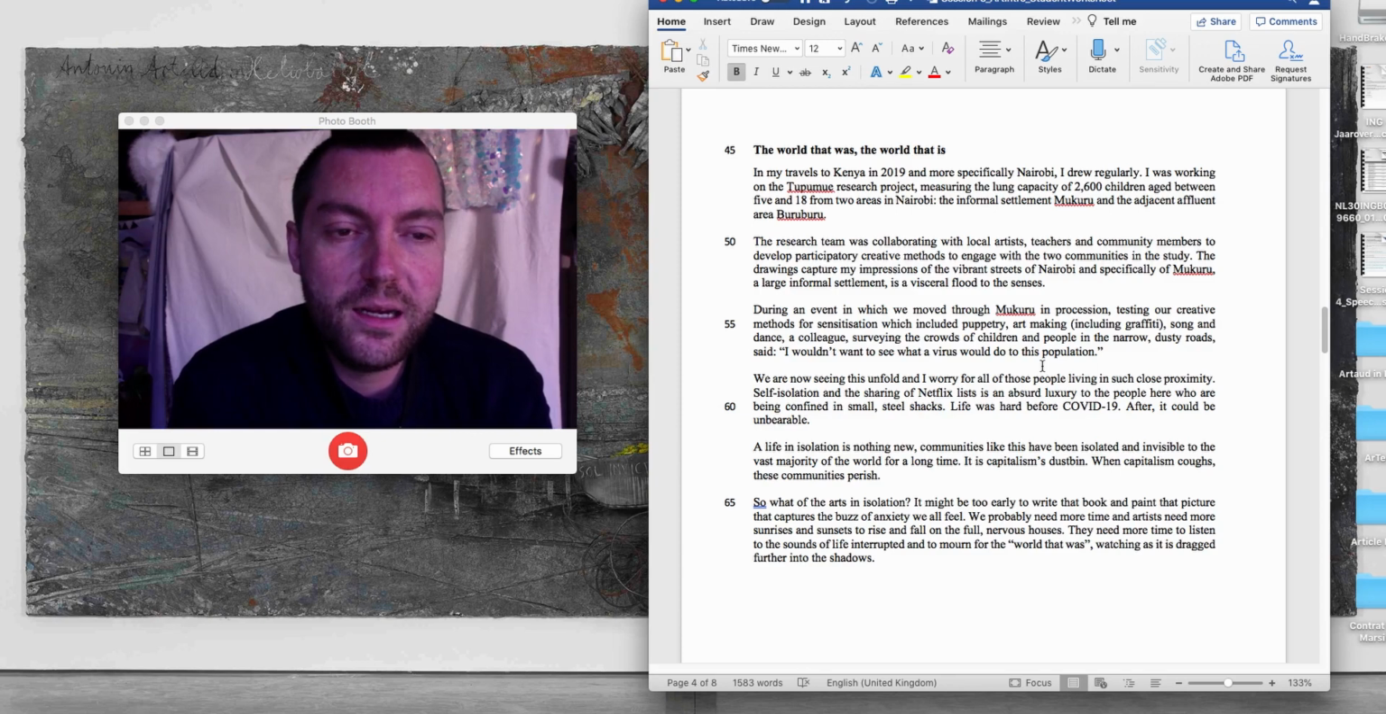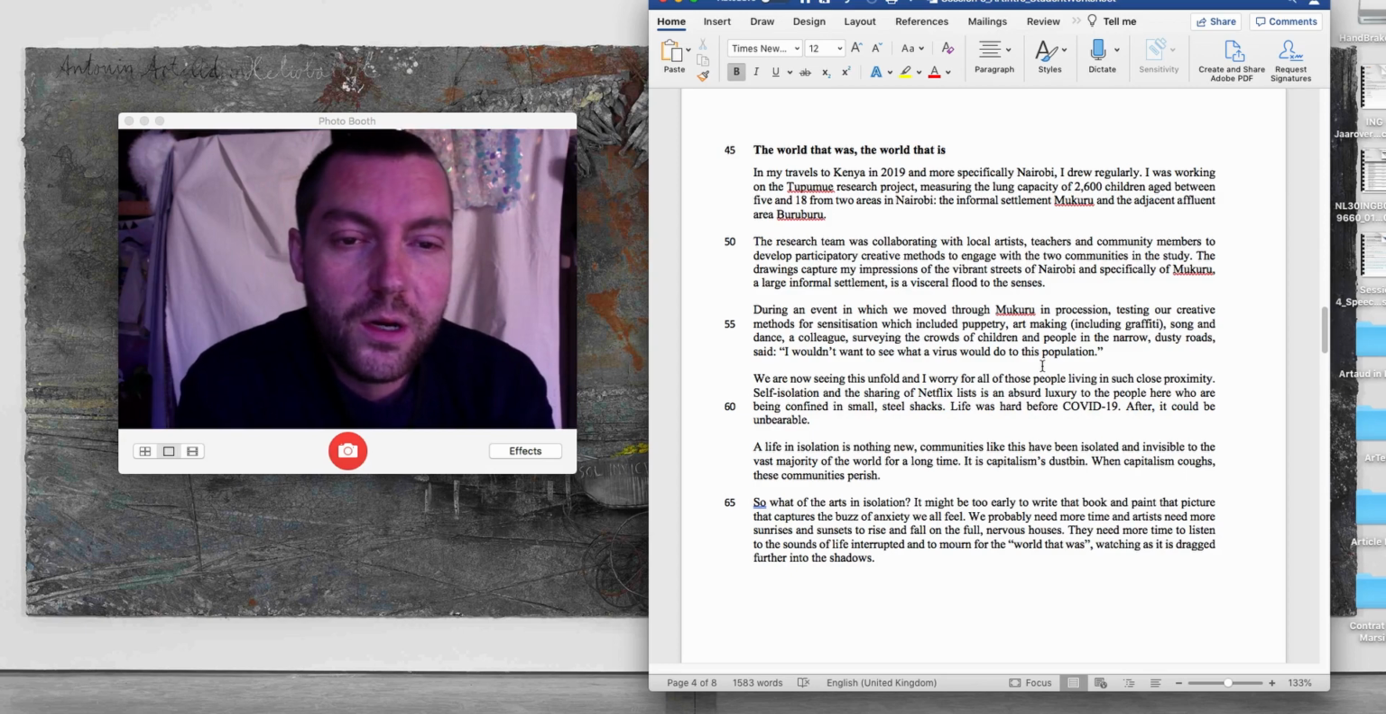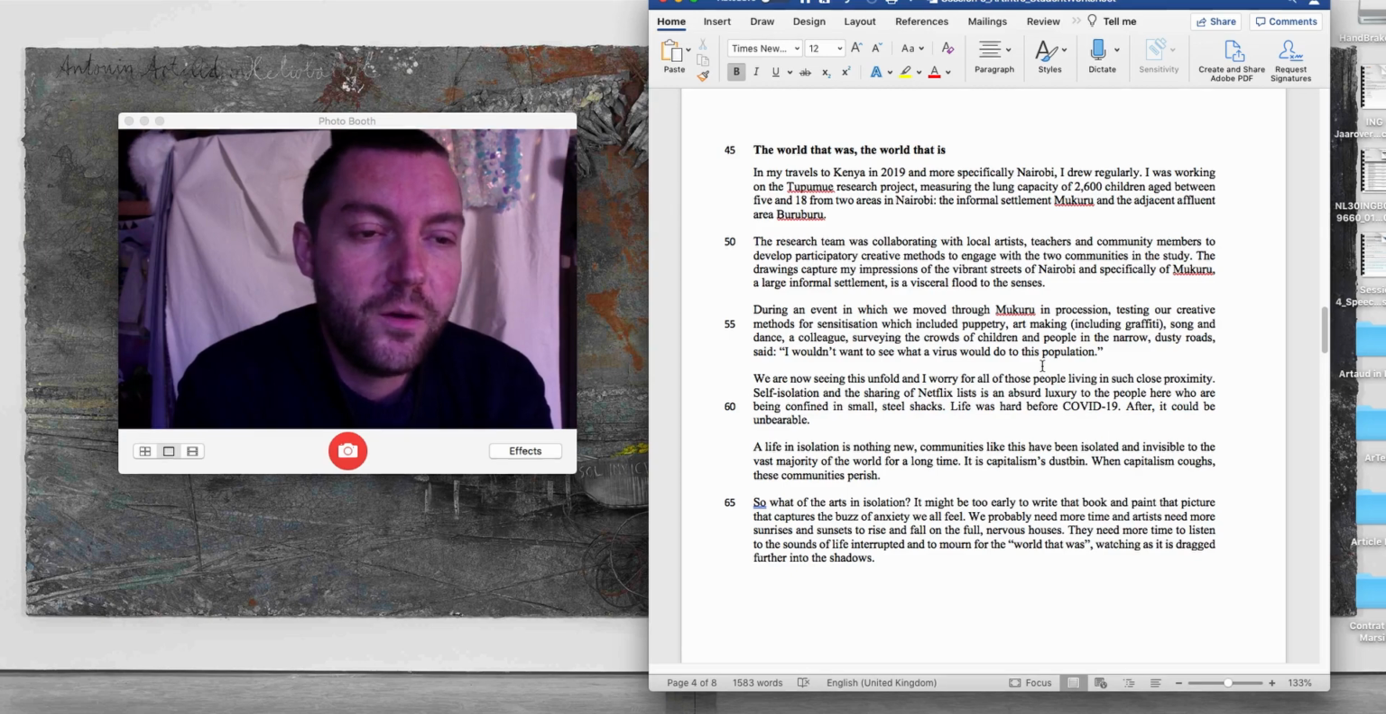In my travels to Kenya in 2019, and more specifically Nairobi, I drew regularly. I was working on the Tupamu research project, measuring the lung capacity of 2,600 children aged between 5 and 18 from 2 areas in Nairobi: the informal settlement, Mukuru, and the adjacent affluent area, Buruburu. The research team was collaborating with local artists, teachers, and community members to develop participatory, creative methods to engage with the 2 communities in the study.